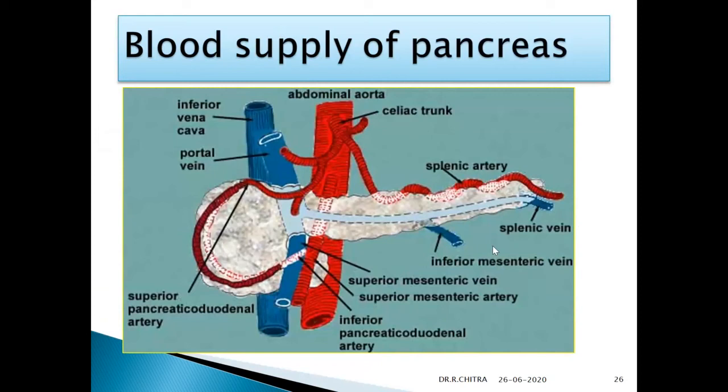So, blood supply of the pancreas. This one diagram nicely represents the blood supply of the whole parts. The head and neck of the pancreas are mainly supplied by the superior pancreaticoduodenal and the inferior pancreaticoduodenal arteries. The body of the pancreas is mainly supplied by the pancreatic branches of the splenic artery. The corresponding veins will be draining into the portal vein.